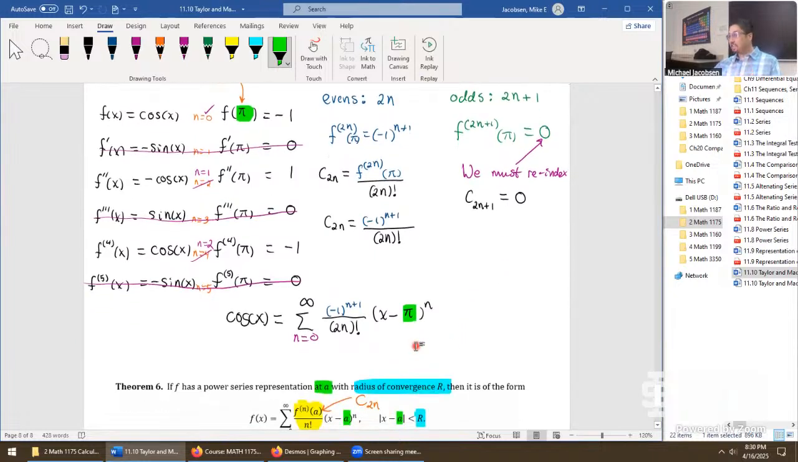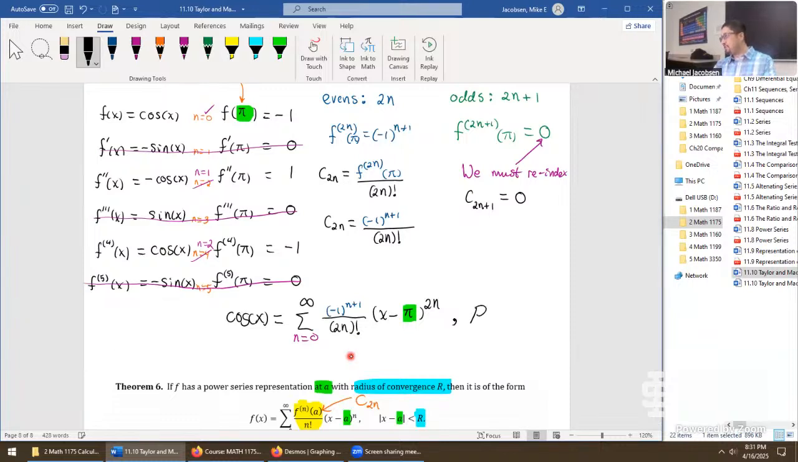I did make a mistake on here, though. The power's right, the factorial's right, but one other thing that has to happen is the factorial has to match the power right there on x minus pi to the power of n. That has to be a 2n as well, right at that stage. So there's cosine x. We still need the radius of convergence on that thing.